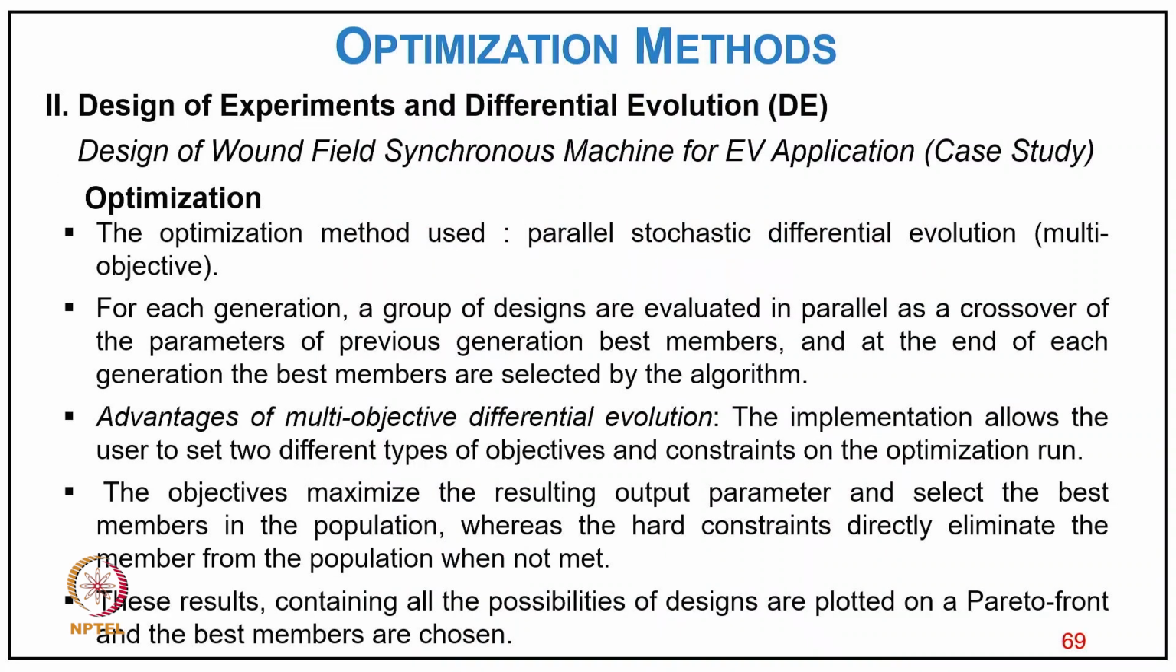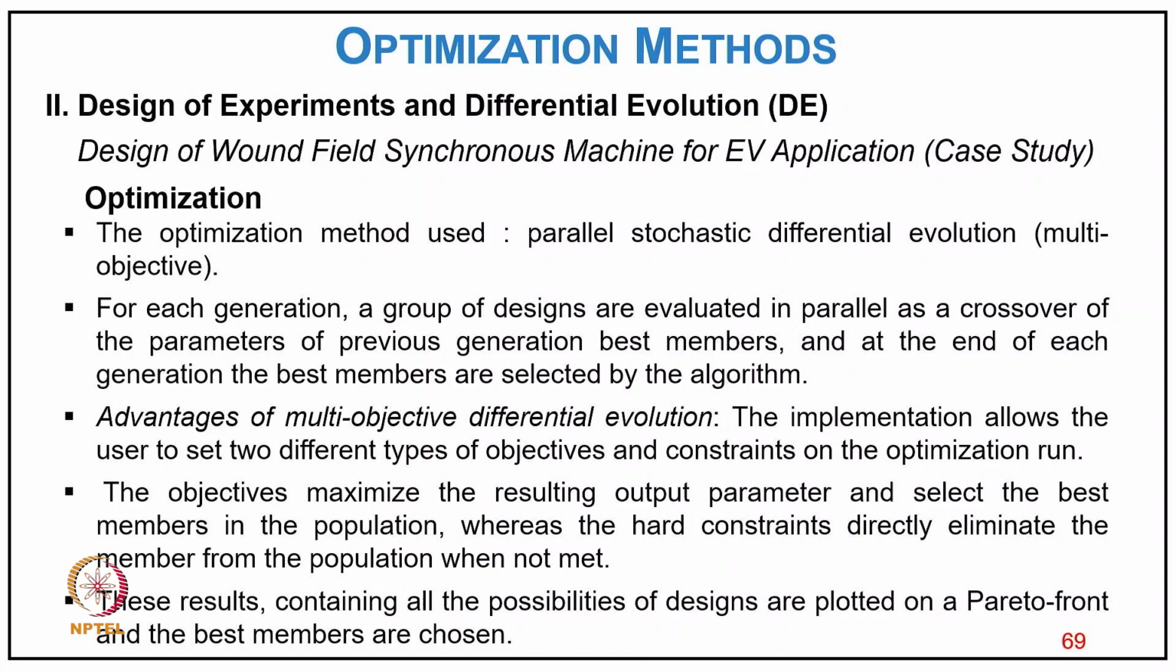So coming now to optimization, the optimization method used here is the parallel multi-objective differential evolution. For each iteration, a group of designs are evaluated in parallel as they cross over the parameters of the previous generation best member, and at the end of each generation, the best members are selected by the algorithm. An advantage of multi-objective differential evolution is that the implementation allows the user to set two different types of objective and constraint on the optimization run.